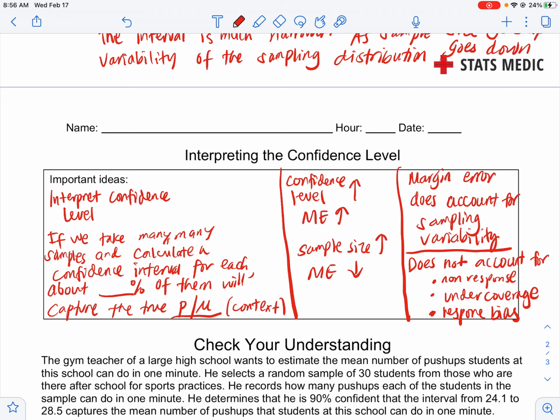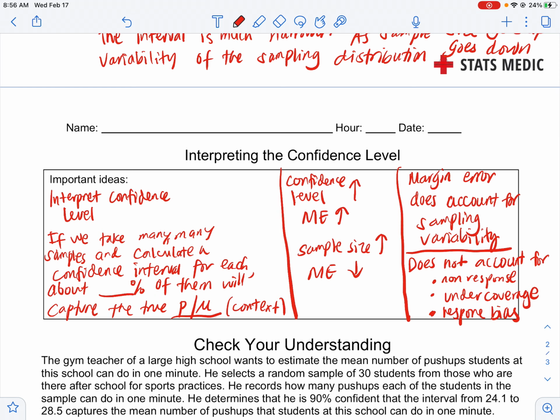Response bias, if they lie about their response. Let's say you ask them how many times they went to the movies, and to just look cool, they say, oh, I went to the movies 10 times this year, but they only really just went one time.